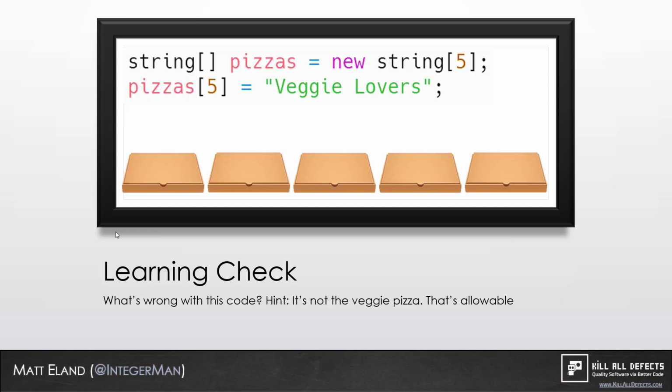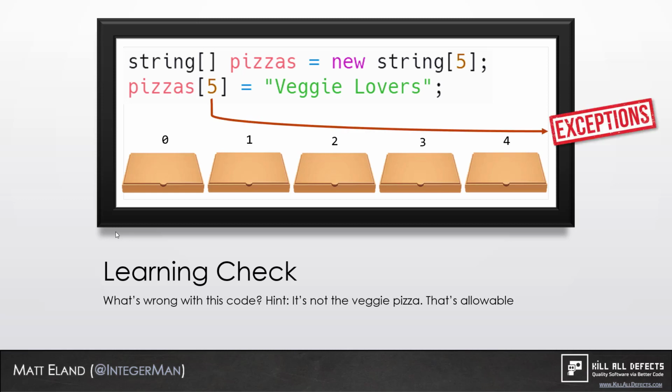Okay, so what's wrong with this? It's not that we're assigning veggie lovers, as much as I don't particularly like the onions and peppers on that pizza. The problem with this is that we are going 5 hops to the right in something that we can only go 4 hops maximum, so we're going to get our index out of range exception again.